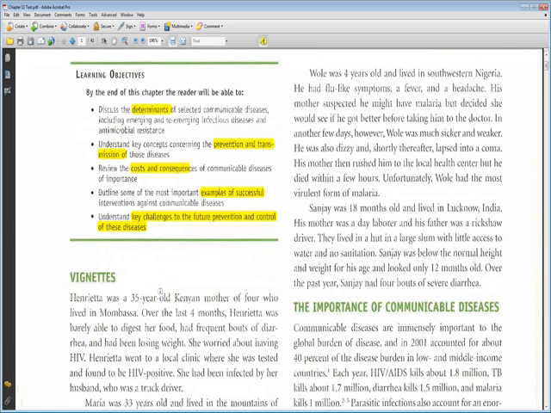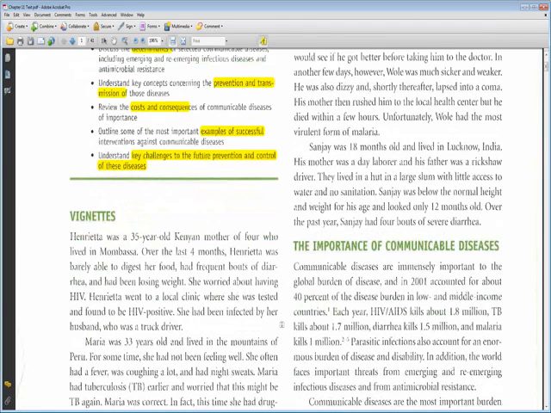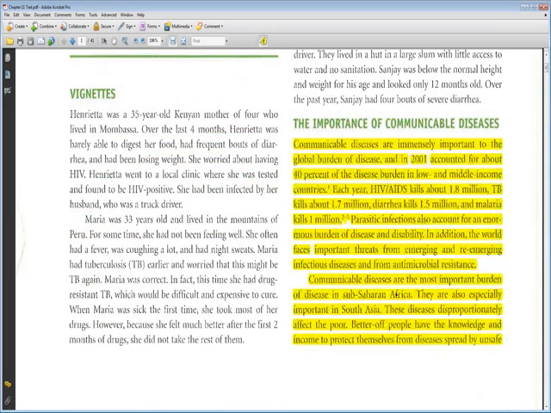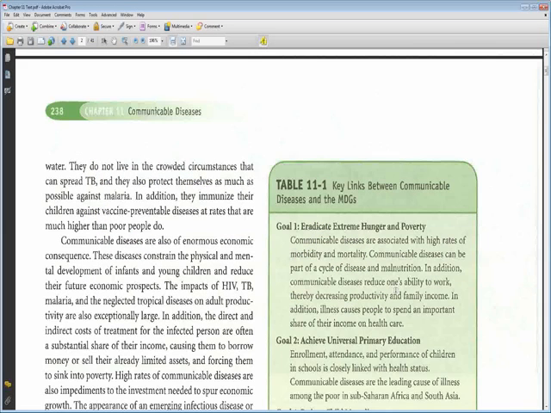So, after you go through the vignettes, read that at the beginning of the chapter, as always. And we're looking at communicable diseases and what we may have thought in the United States is something of the past, but it's certainly not true here in the States and in low and middle income areas. So this opening couple of paragraphs sets the stage for that.